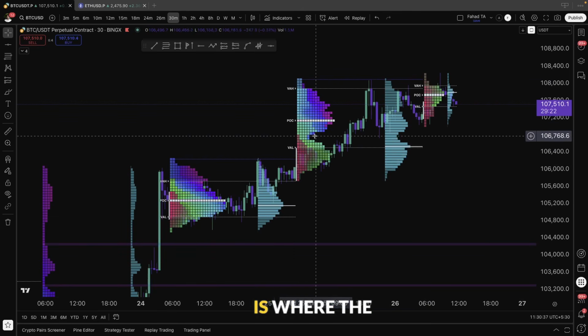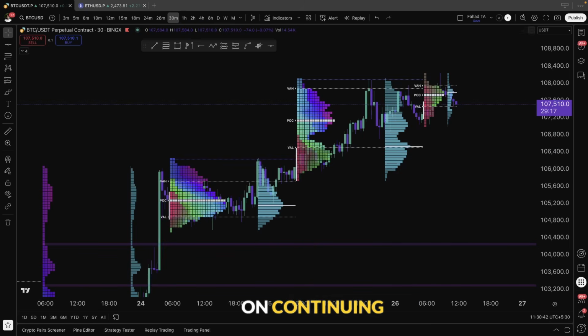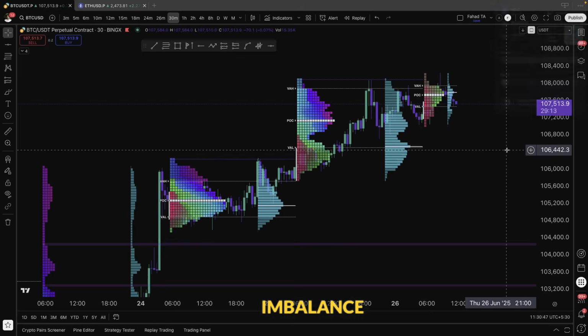This is where the imbalance was. This is where you filled the imbalance, and then the market kept on continuing towards the upside. So that is how it works. That is how imbalance gets filled.